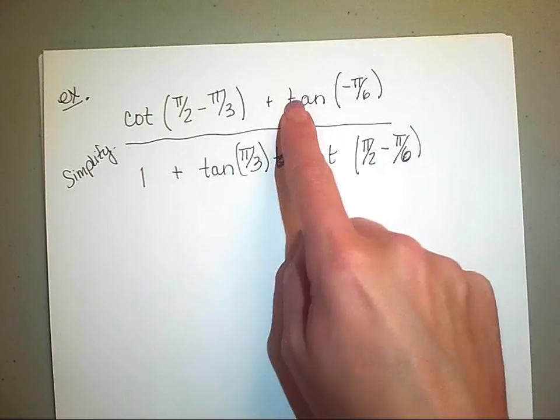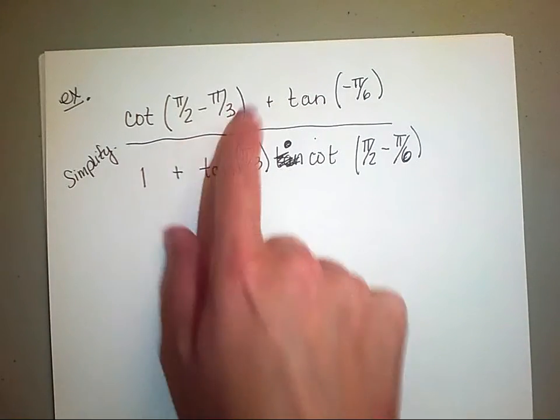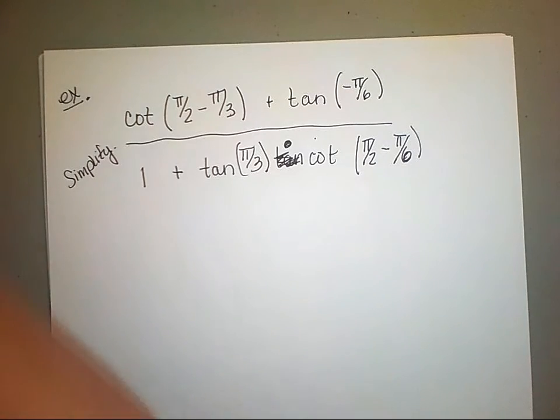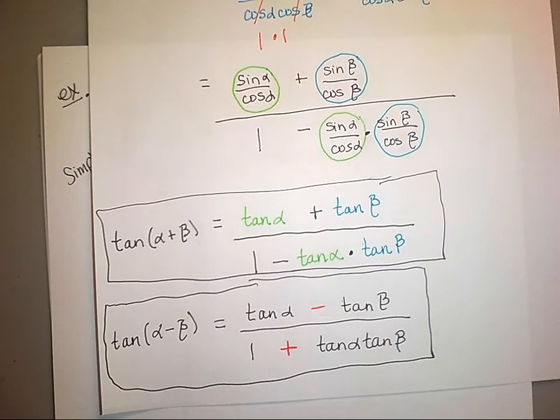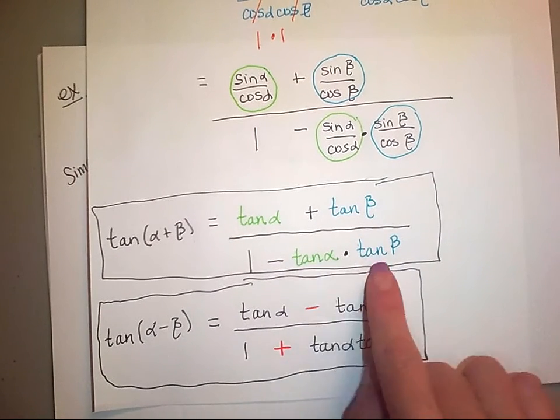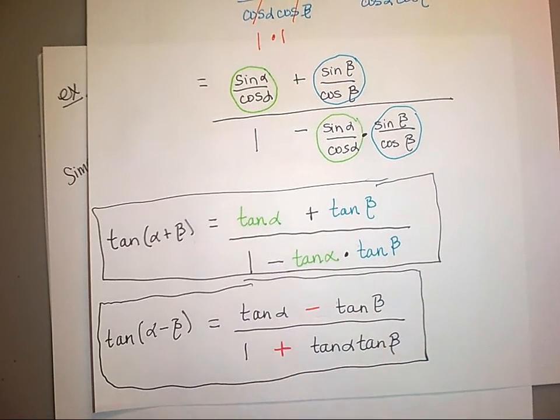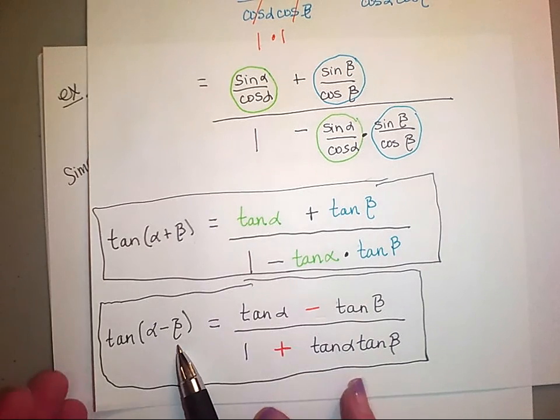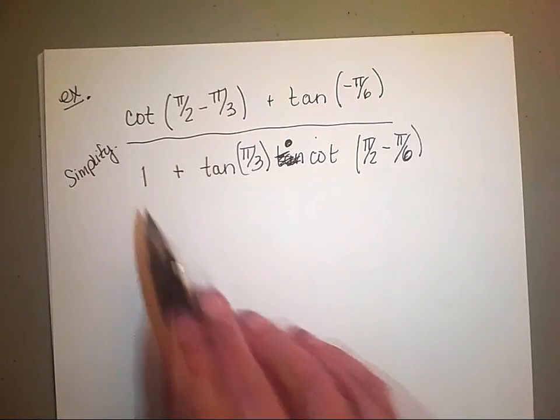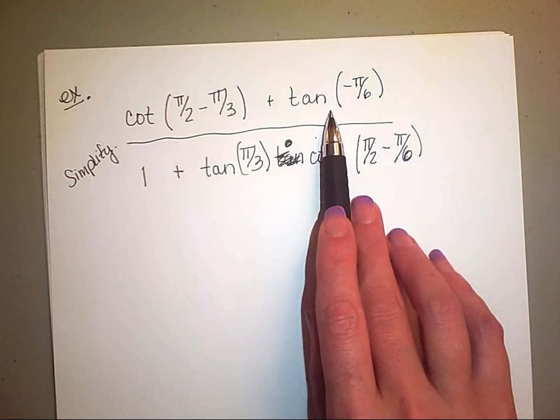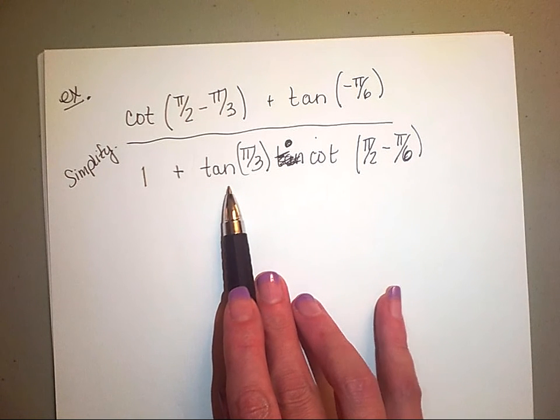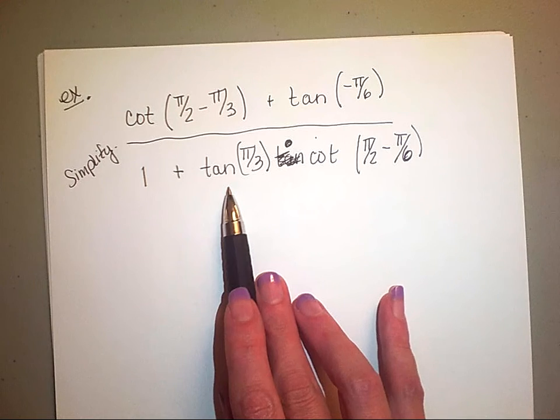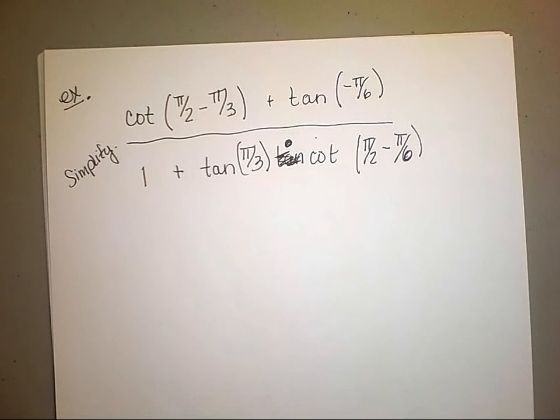What I see up top is a plus. I have a tangent with something. I would really like for it to look like one of our tangent identities here. If I had tangents in the products, with 1 minus, I could either pick alpha plus beta or minus. The 1 is already sitting there. I have a tangent, I have a tangent. So the question is, can I make this work?